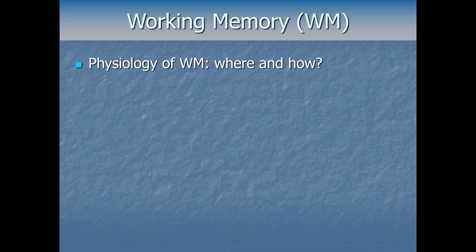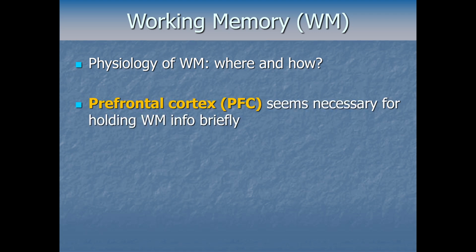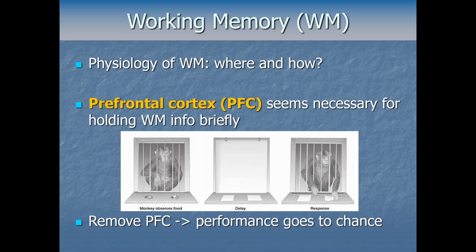Now, what about the neuro side, the physiology of working memory in the brain? Where is all this dynamic storage and processing happening? And the full answer would be lots of places across the brain. But one particular brain location seems to be really crucial to everything we do with working memory, and that's the prefrontal cortex, sometimes shortened to just PFC. This is part of the frontal cortex. It's this area up at the very front of our brain, and it seems necessary for holding working memory information briefly. We know that because, for example, if we remove the prefrontal cortex, working memory totally fails.